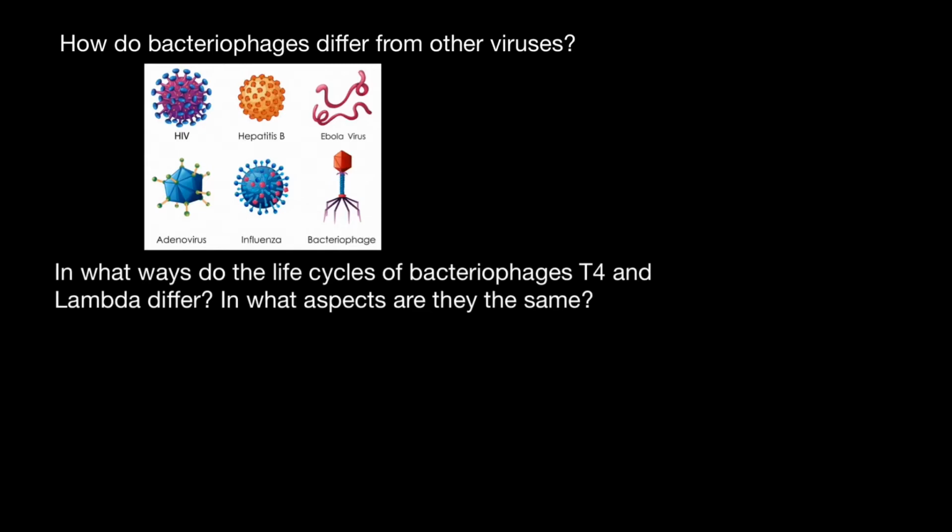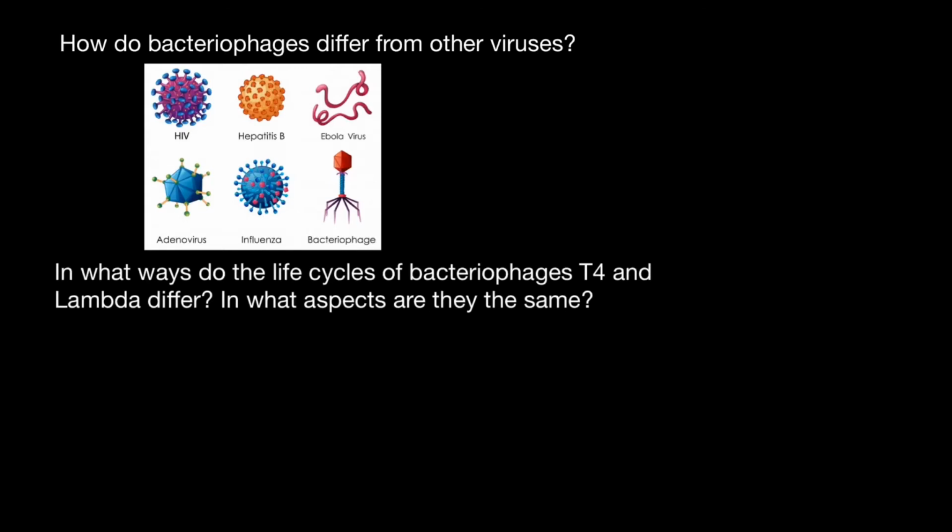So what else is interesting, the name bacteriophage actually means bacteria eater. Now let's move to the second question. In what ways do the life cycles of bacteriophages T4 and Lambda differ? In what aspects are they the same?